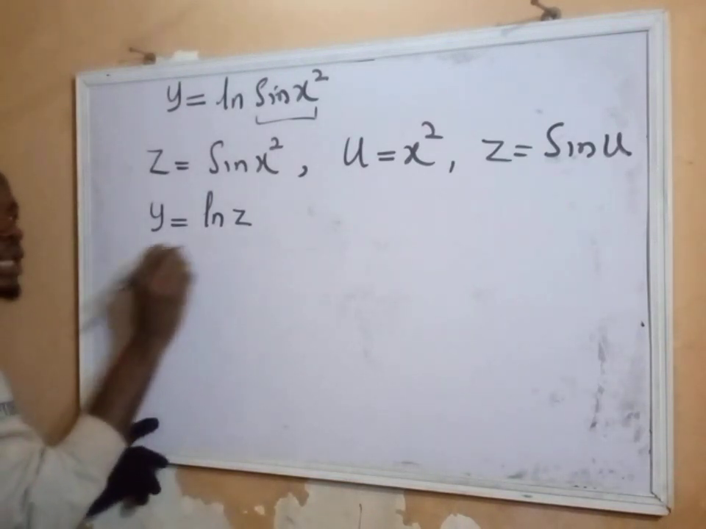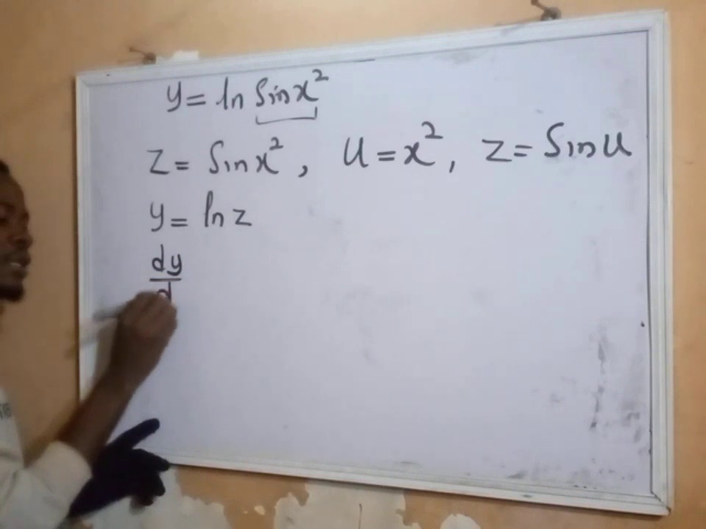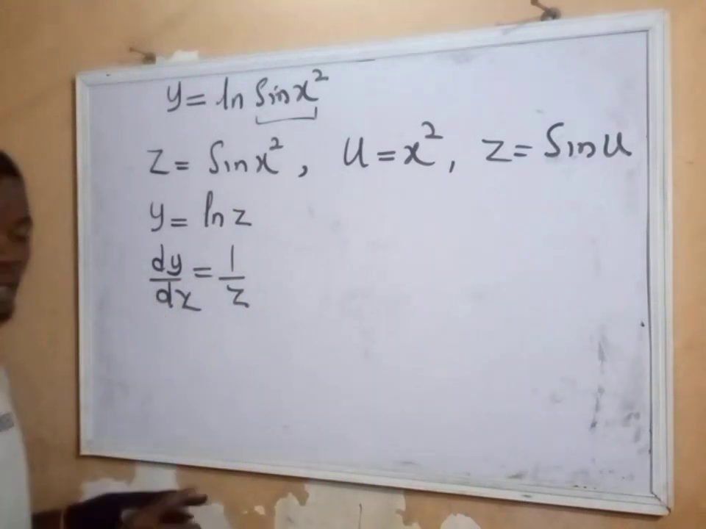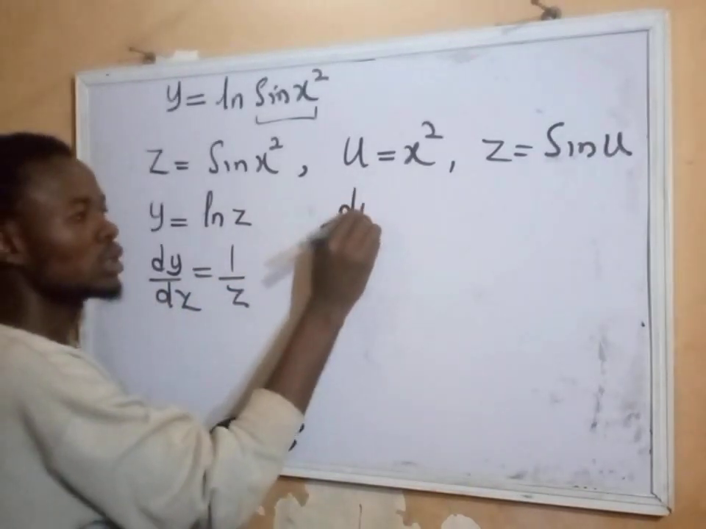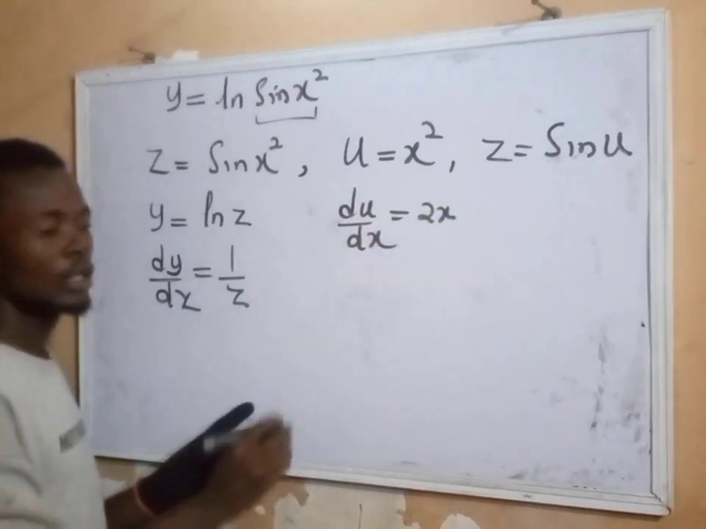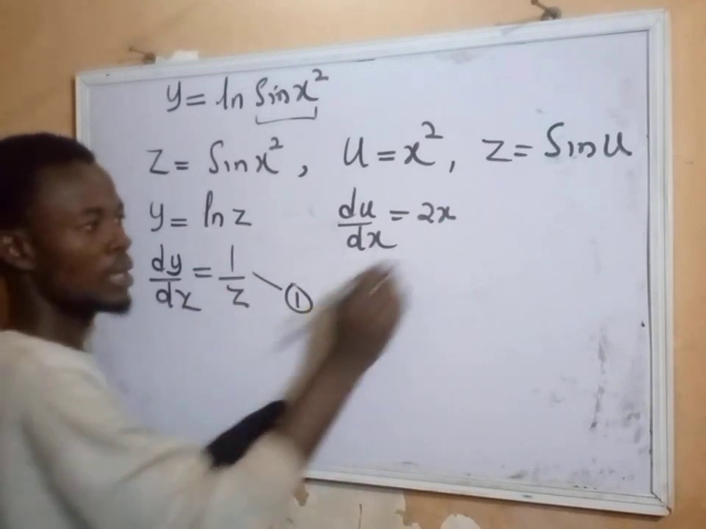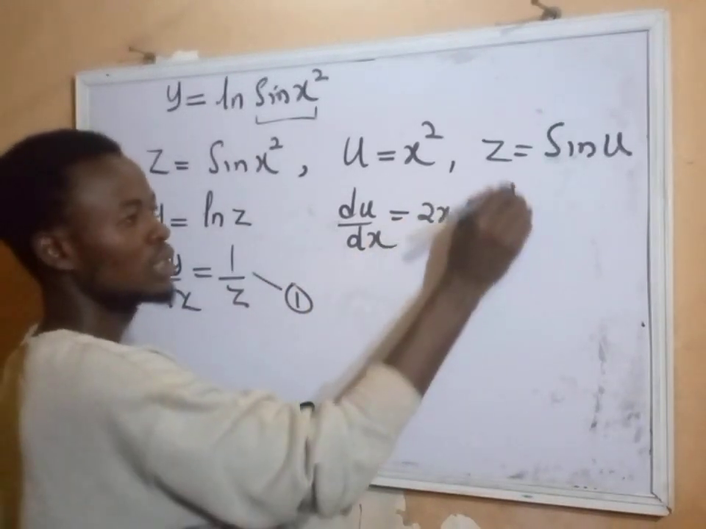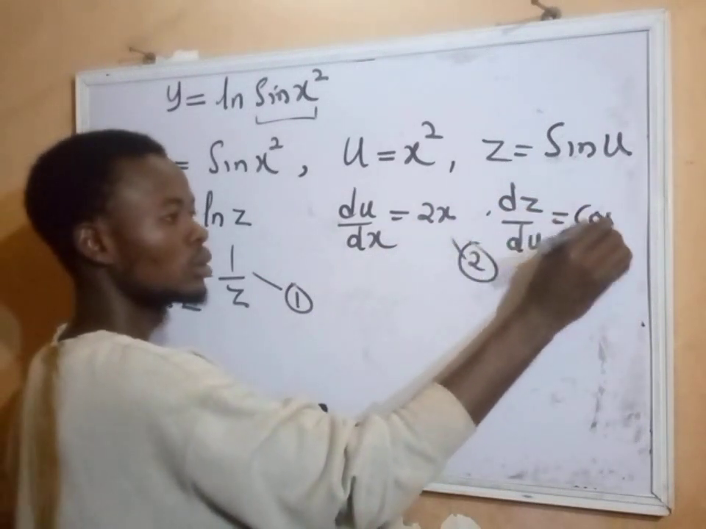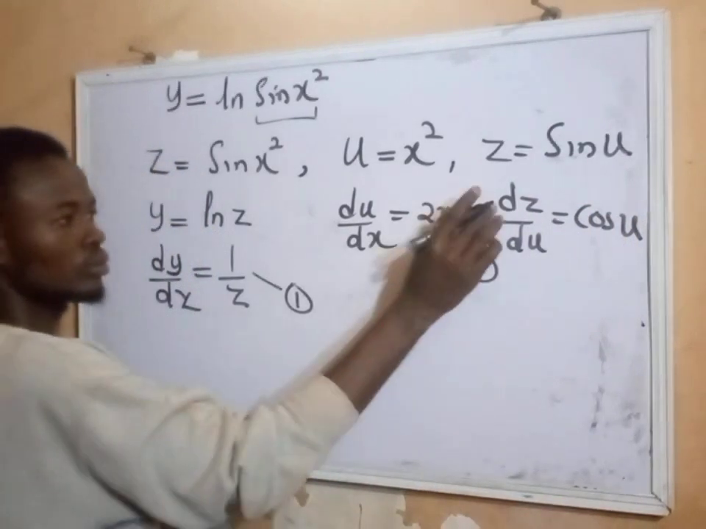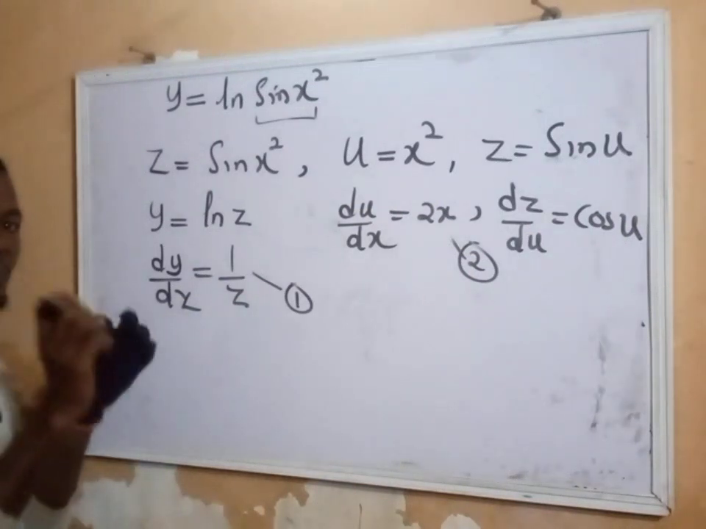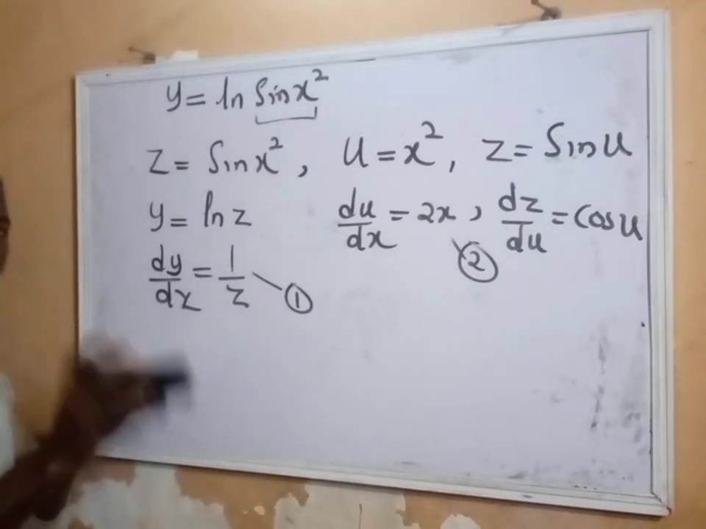Okay, let's start differentiating one after the other. Starting from here, dy/dz equals to 1 divided by z. Then du/dx equals to 2x. I call this one 1, and let me call this one 2. What of this? dz/du becomes cos u. Okay, we have three different things now, but our aim is to obtain dy/dx.